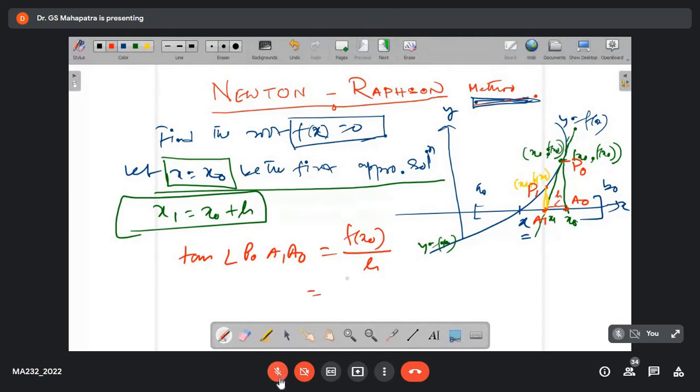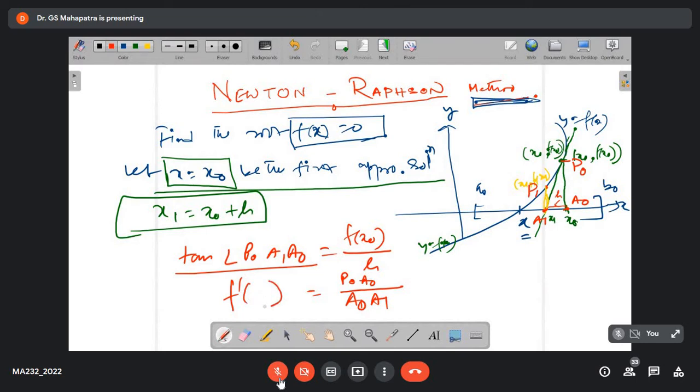What is f of x0? The length, correct now? Okay, what is h? Yeah, a1 a0 or a0 a1. Fine. So this is the length. Okay, so tan P0 A1 A0 equals to this one. Fine. Okay, and this one, you know that tangent of this one is denoted by this one. What is the meaning of this one mathematically? First derivative of the function f of x.